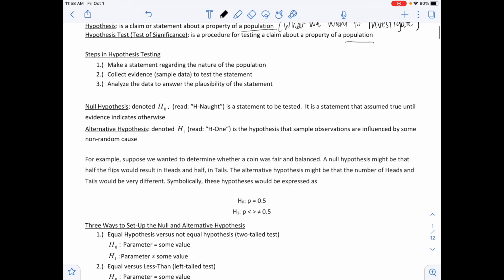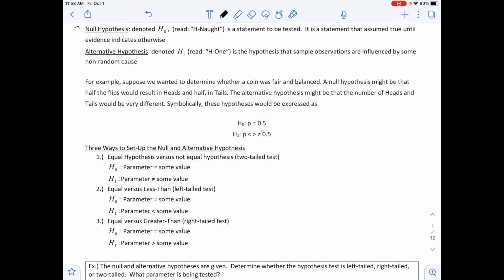Next we have a couple of definitions. We have a null and alternative hypothesis. Our null hypothesis is denoted H0. This is a statement to be tested. It is a statement that is assumed to be true until evidence indicates otherwise. This is going to be our default hypothesis, and this is what we are currently accepting.